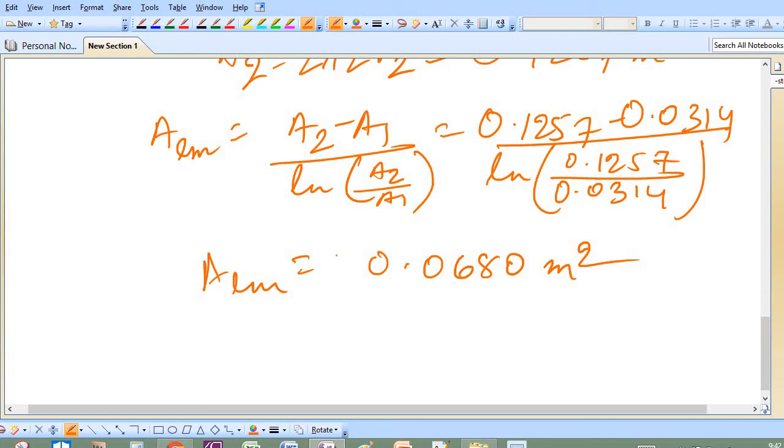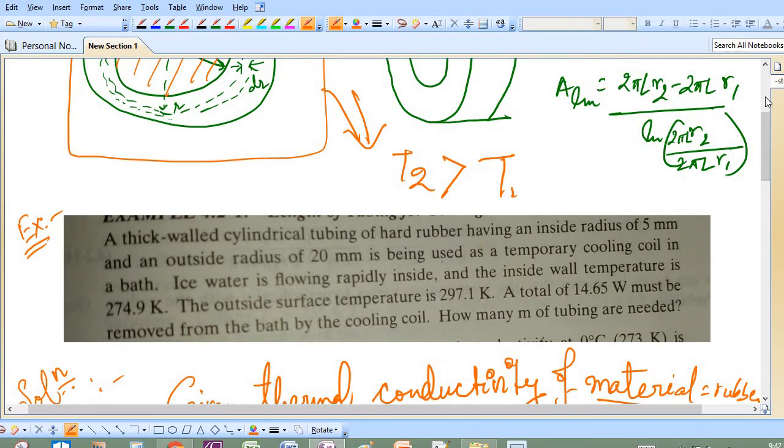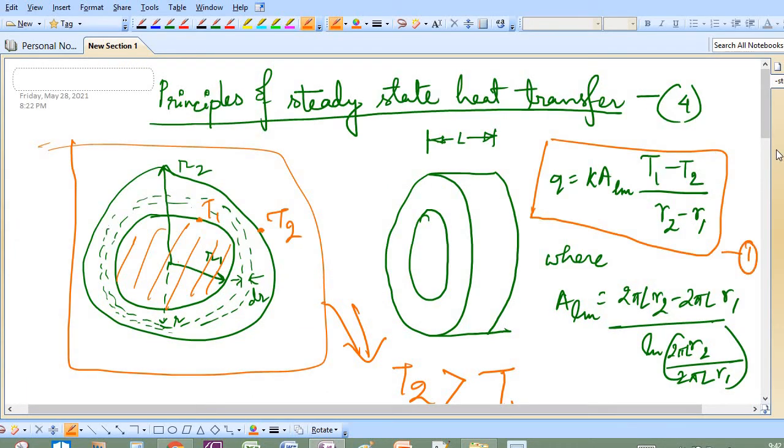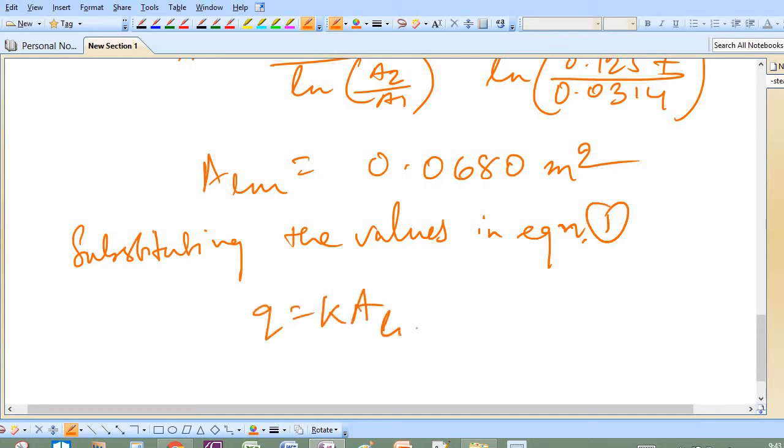Now this is our log mean area. Now we substitute all these values in the equation. Let's name this equation 1. If we substitute all these values in equation 1, we write Q is equal to K A LM, T1 minus T2 divided by R2 minus R1.